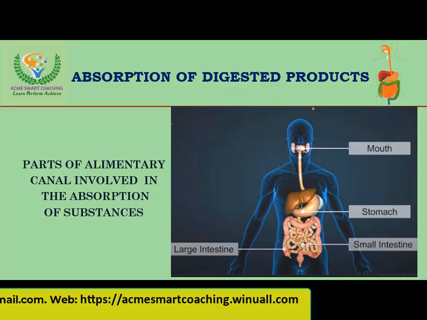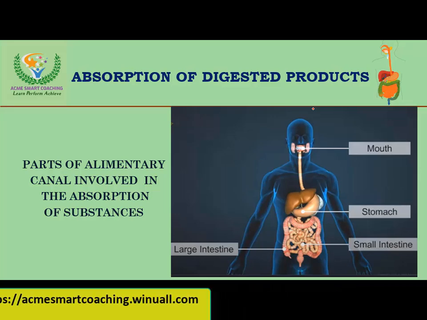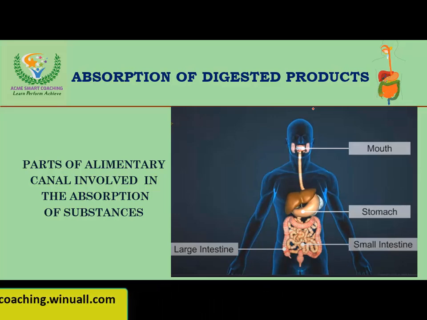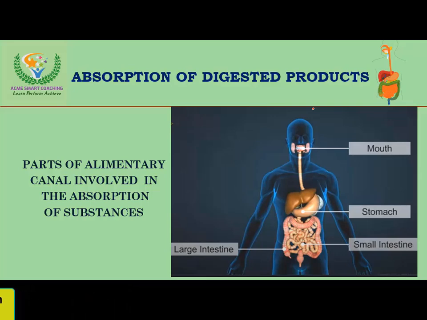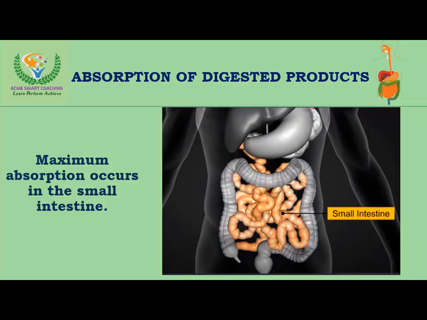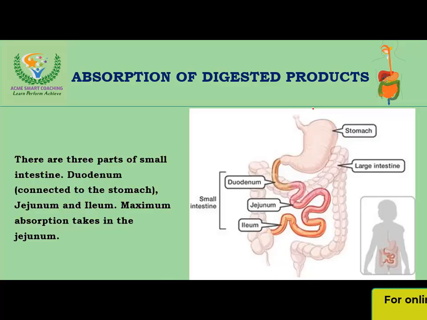Now there are different parts of the alimentary canal which are involved in the absorption of digested products: mouth, stomach, small intestine and large intestine. The maximum absorption occurs in the small intestine. This is the main part of the alimentary canal where absorption of digested products takes place.